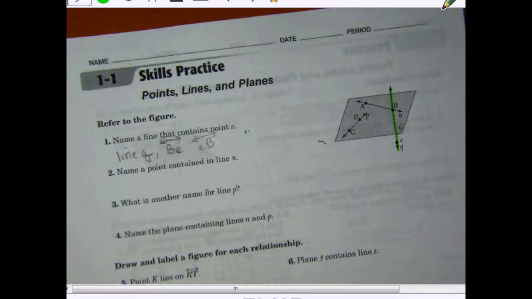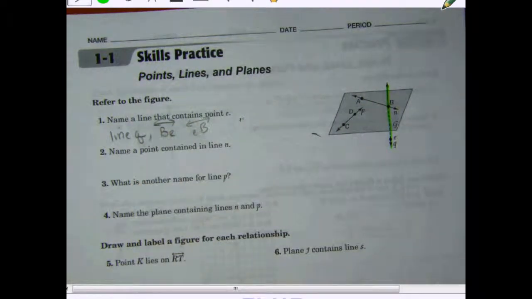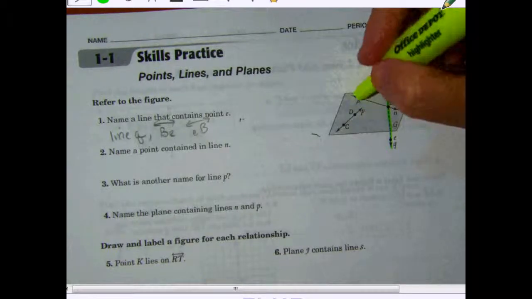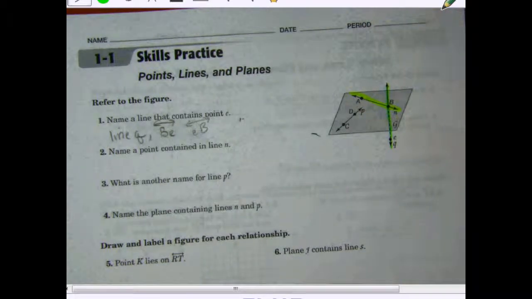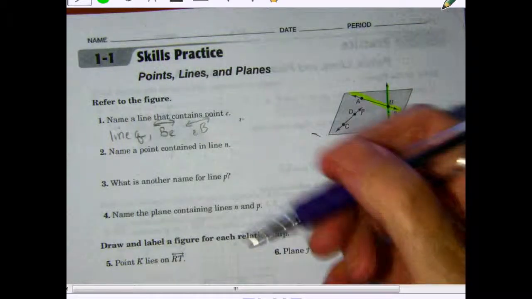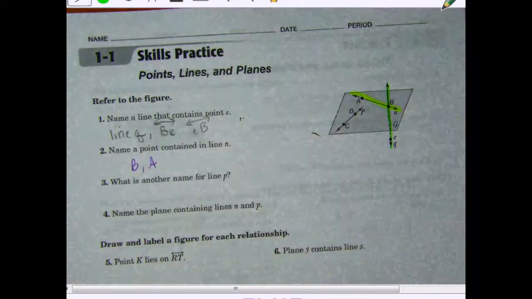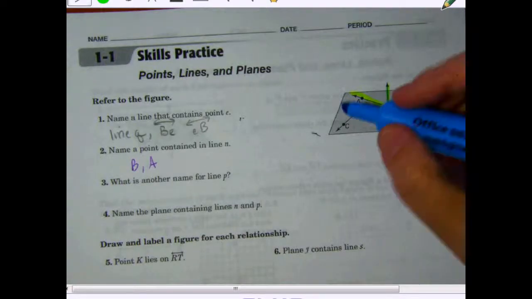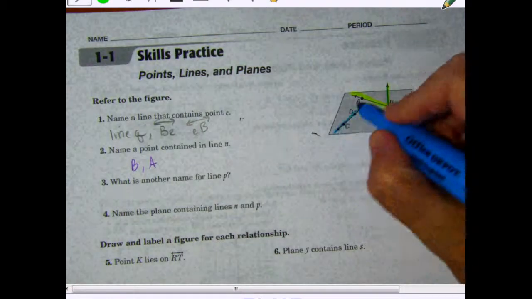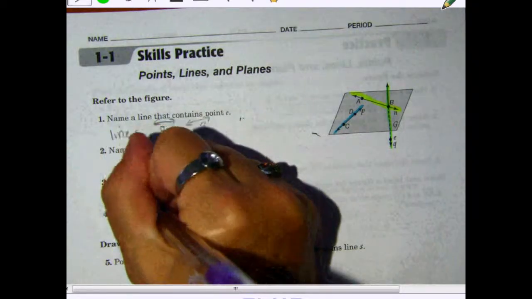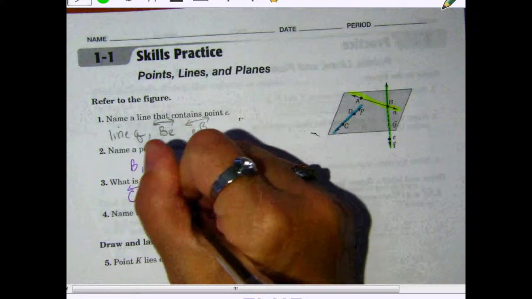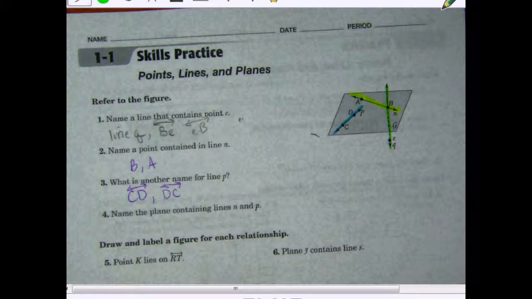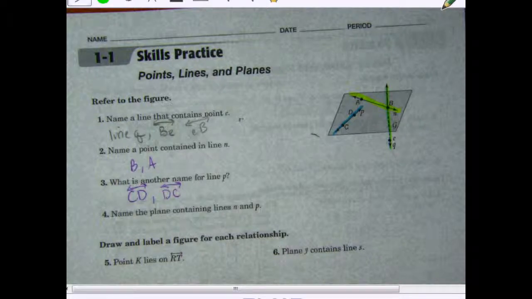Okay. Our next one was name a point contained in line N. And line N is this line here. So we had 2 points. You could say either B or A. Either one is correct. Or you name both. Okay, another name for line P. Yep, CD. Or you could say DC because the order doesn't matter, if you're talking about a line.